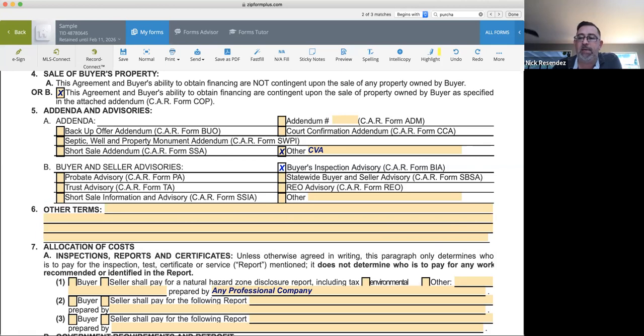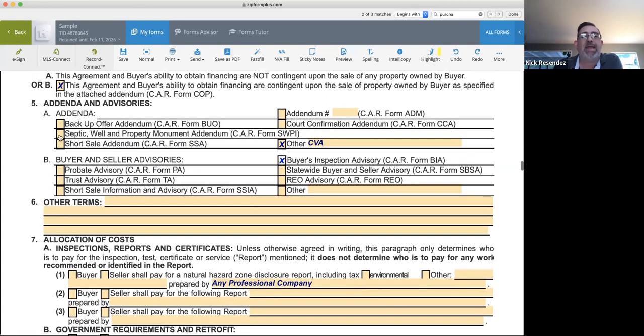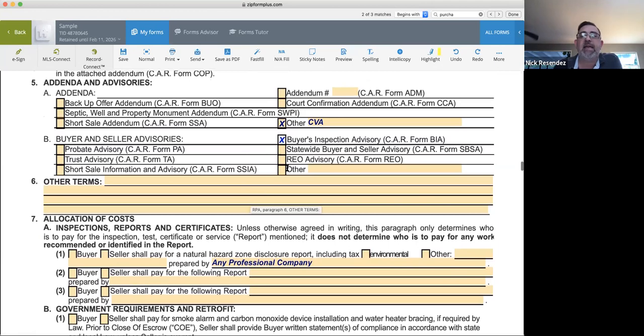So as we continue on here, addenda and advisories, paragraph 5. This is where we can add other documents. Remember at the beginning, I said that normally we need to incorporate documents into the purchase agreement. Here's where we're going to do that. If I need to use an addendum to add additional language, I'm going to check it off here. It's going to add the addendum form number 1 for me, and then I'm going to say that it's number 1. And now I've incorporated it into the contract.